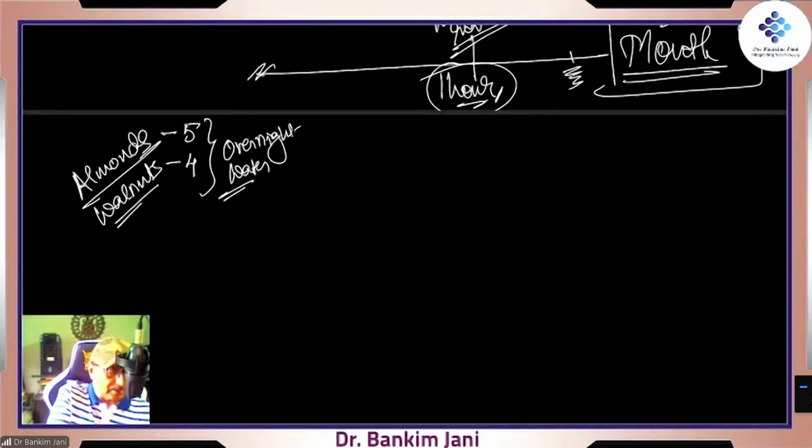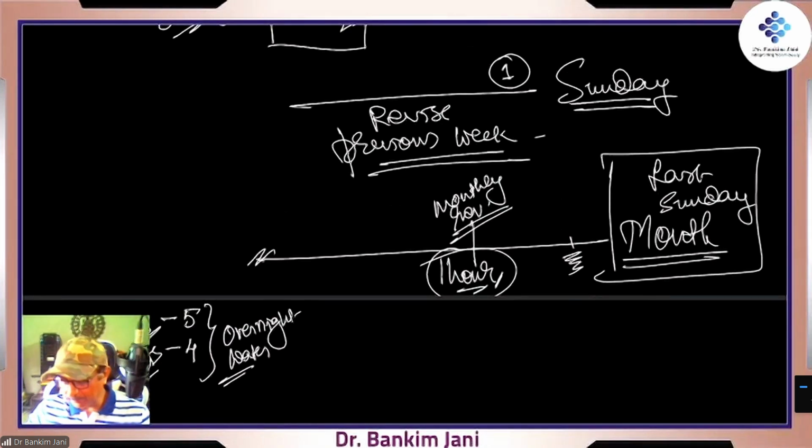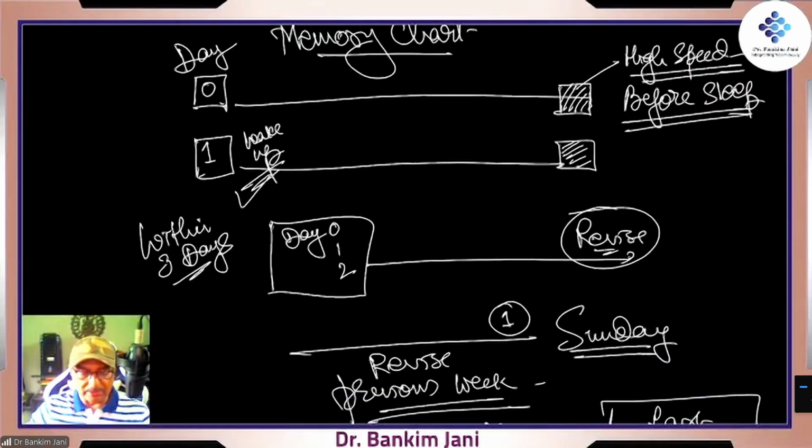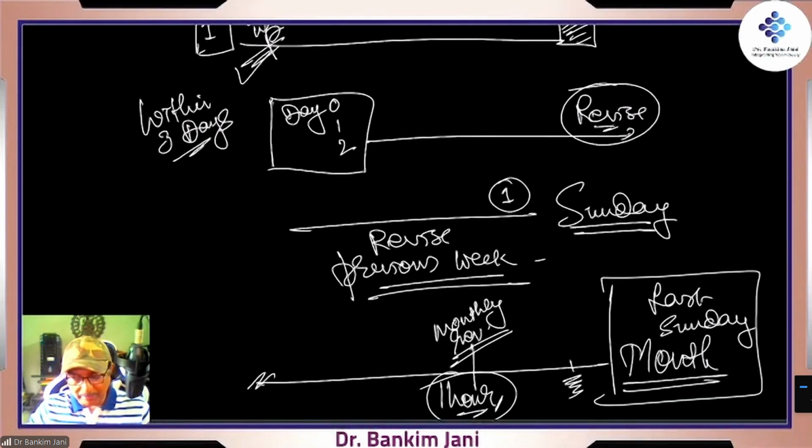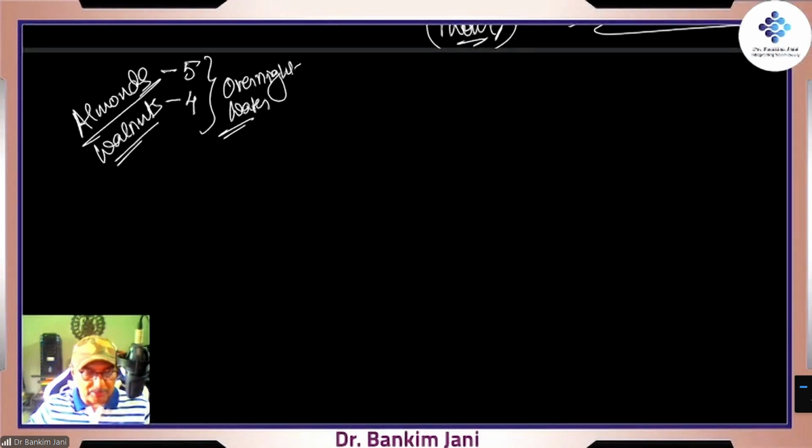So this is almonds and walnuts. Just this much is really good. More regarding the diet, we'll keep one extra session on that. But if you start following this much, this is what is called the memory chart. After 1 month of practice, you'll be very happy with yourself. You'll start remembering things very properly, and you'll be able to express them in your own words also.